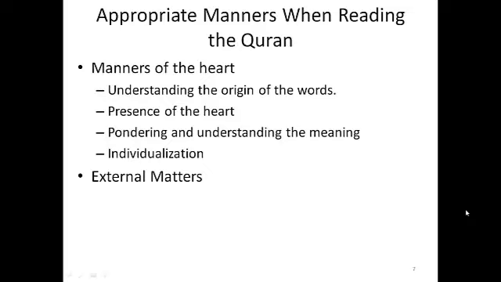So aside from the manners of the heart when reading the Quran, there are some external manners or external matters that should be kept in mind. First of all, the reader should always be pure. Their body, their clothes, and the place they're in should be pure. They should also perform wudu before actually holding the Quran and reading from it.